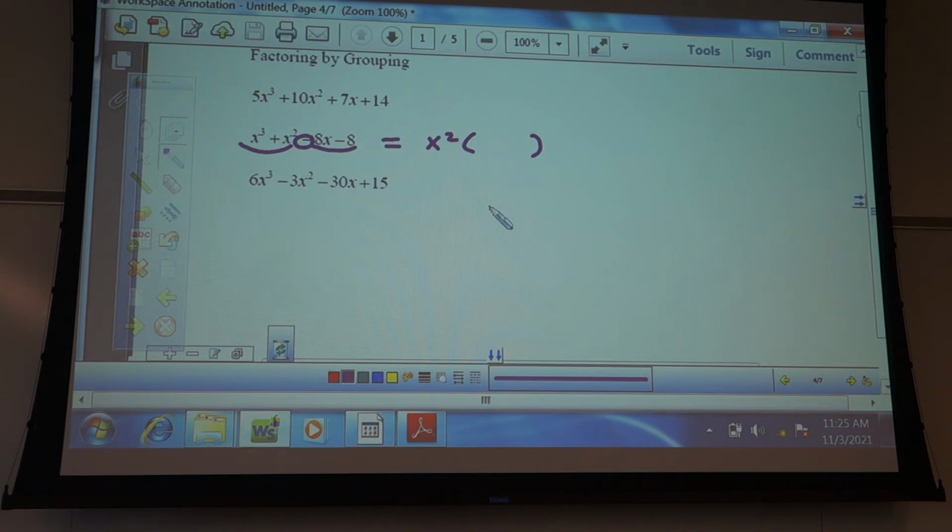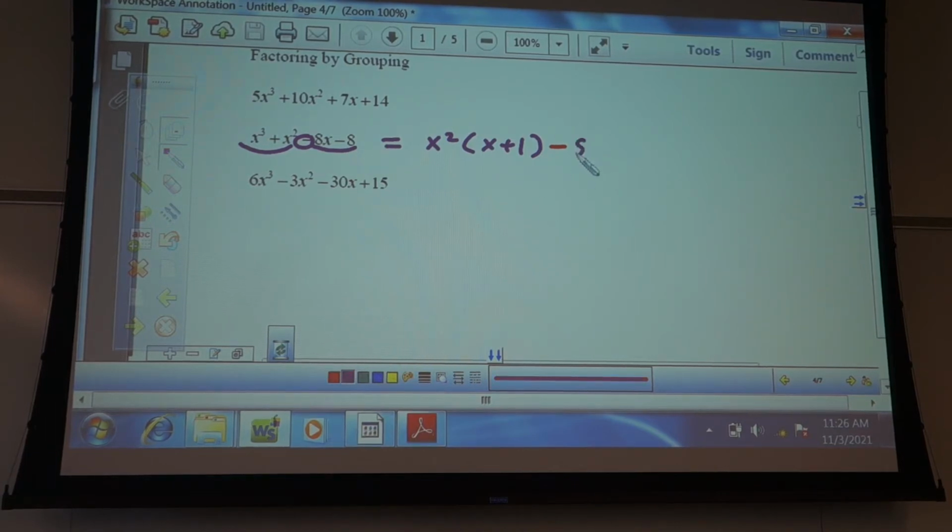First, what can I factor out of x to the third power and x to the second power? X squared. If I do that, what am I left with? X plus 1. Good. Then we have our minus symbol. Don't forget that minus. It means I need to factor out a minus whatever this is. What can I factor out of both of these two? It has to be a minus something. Minus 8. Good.